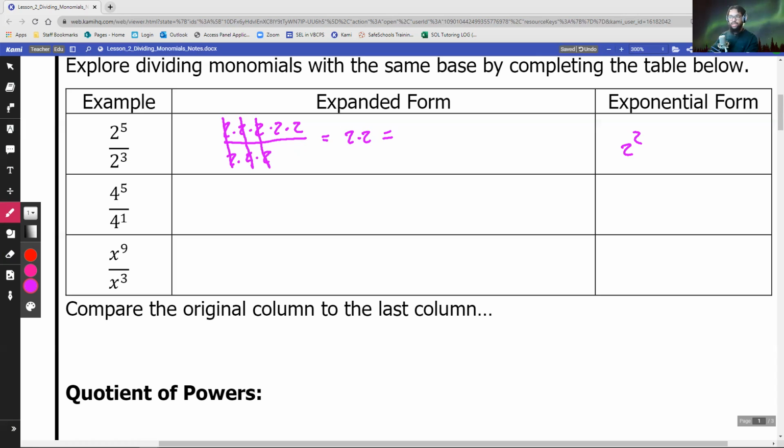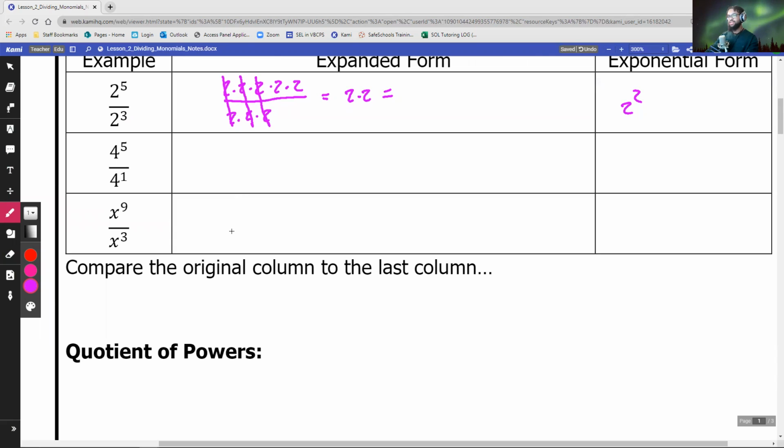That looks pretty simple. You all do this one here, the 4 to the 5th over 4 to the 1. I'm going to do the variable one because that one could be a little bit confusing since it's a variable. X to the 9th will look pretty similar to the 2 to the 5th. So we have X times X times X times X, 1, 2, 3, 4, 5, 6, 7, 8, 9, all over X cubed, 1, 2, 3.